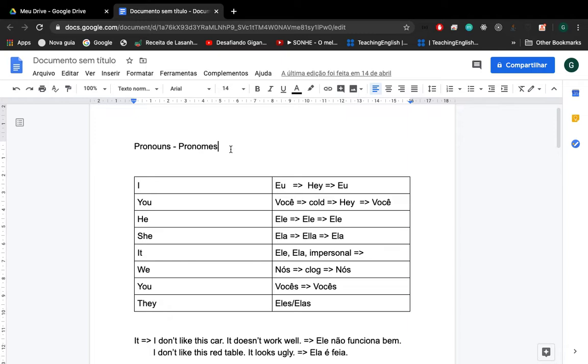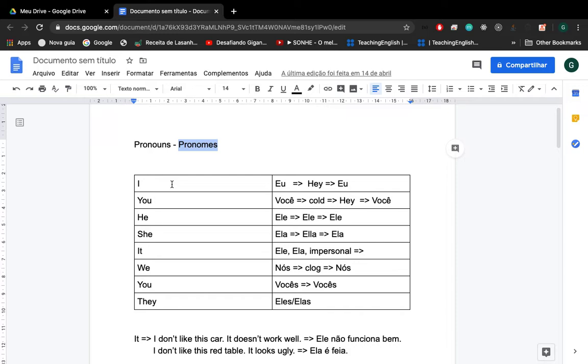So to start with, we're gonna talk about some parts of speech. Parts of speech are the words that we use to build a sentence. I think this is the same thing in English. And the part of speech we're gonna be learning today is pronouns. In English it's called pronouns. In Portuguese we call it pronomes.